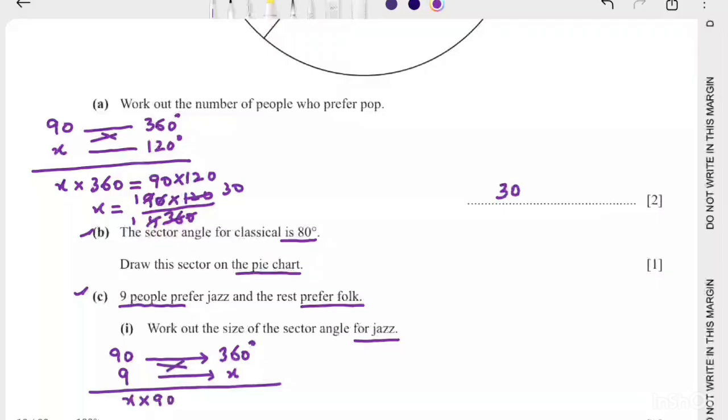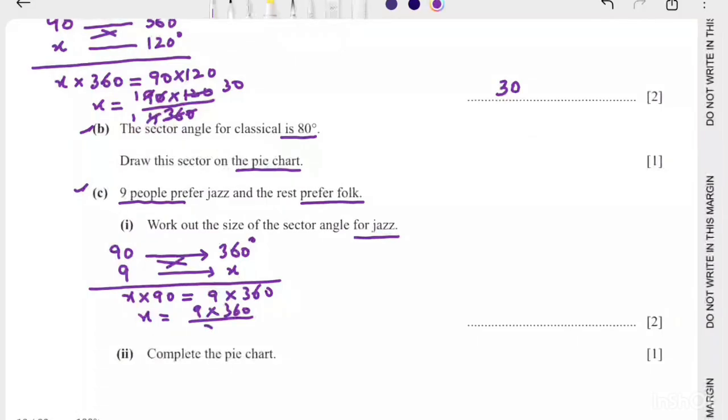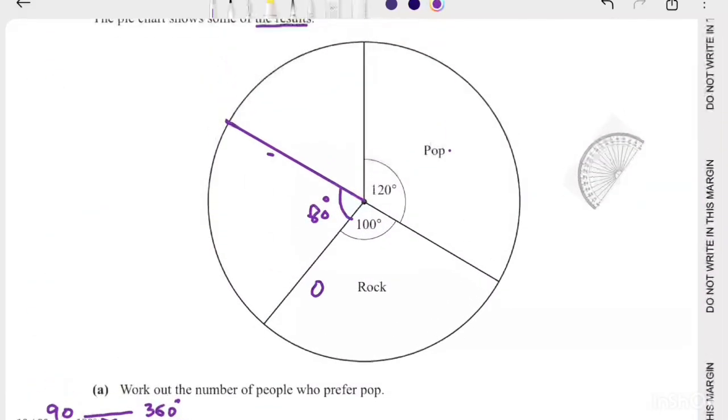x times 90 is equal to 9 times 360. So x is equal to 9 times 360 divided by 90. So 9 ones are 9, 9 tens are 90, and 0 will cut by 0. So the angle would be 36 degrees. So we have to work out the size of the sector, and that is 36 degrees. Now with the help of a protractor, we have to draw it, that is 36 degrees.